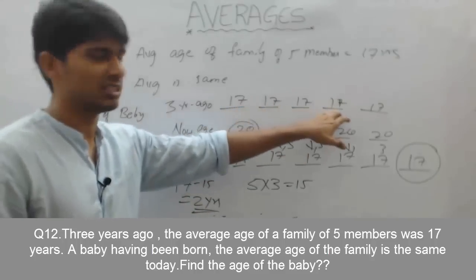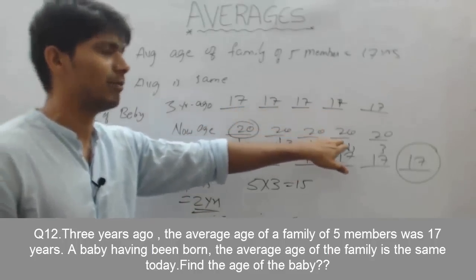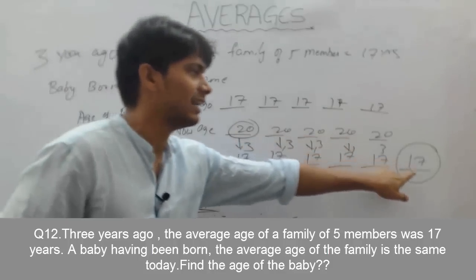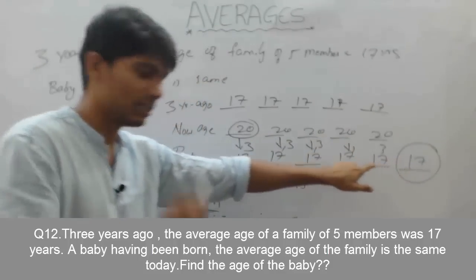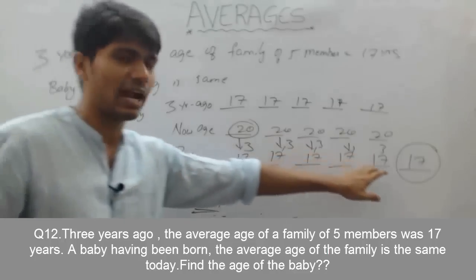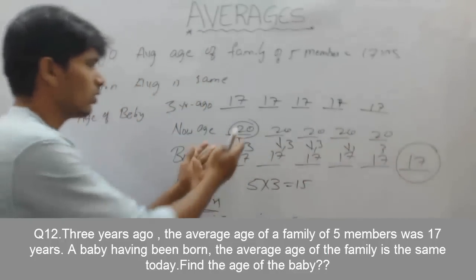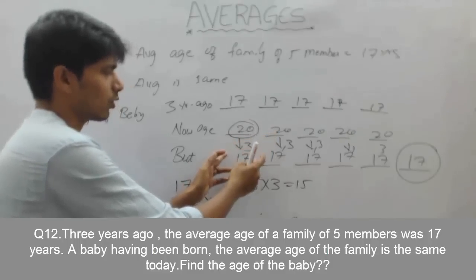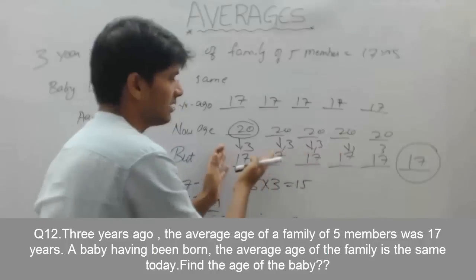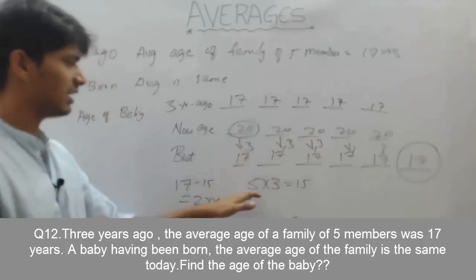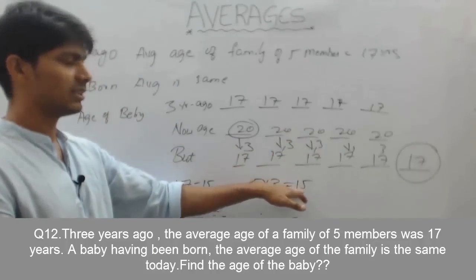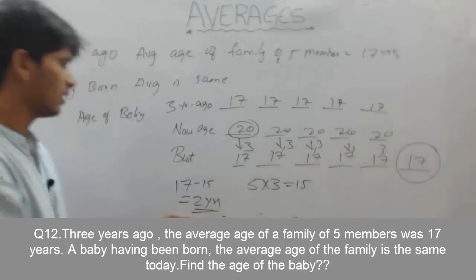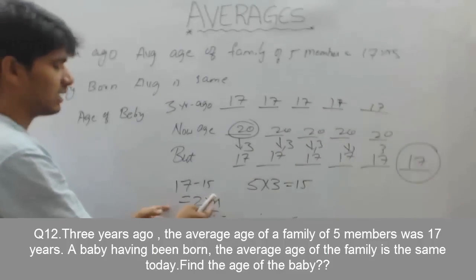3 years ago it was 17 and now it will be 20. But even though it remained 17, there is an extra person added. So this extra person's age is being added to the small baby. So they should be having 3 years more, but there is a deficit of 3 years. These 3 years, that means 3 plus 3 plus 3, that is 15 years, is added to this baby. Now if you reduce this 17 minus 15, you are going to get the age of the baby.